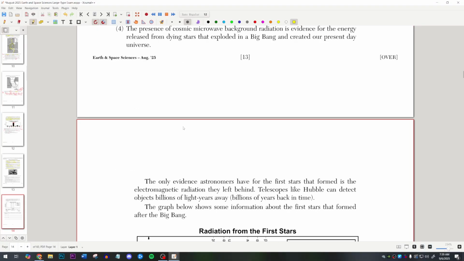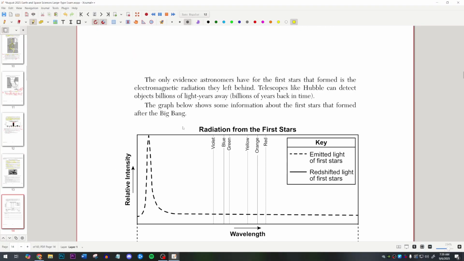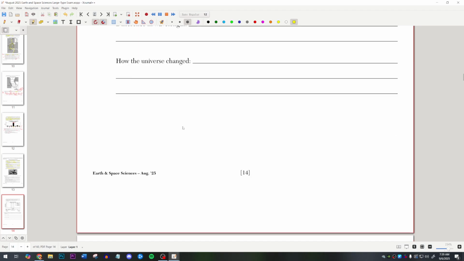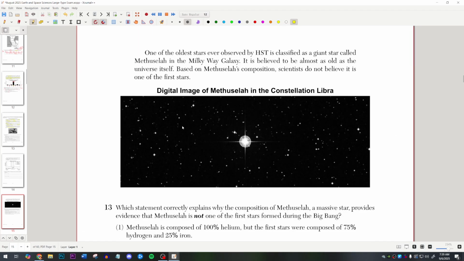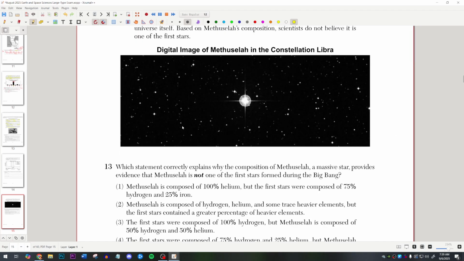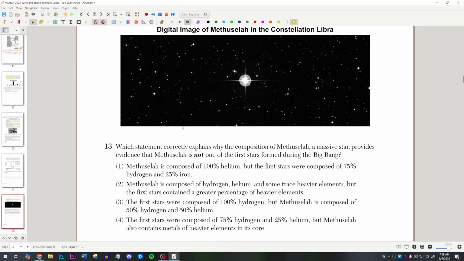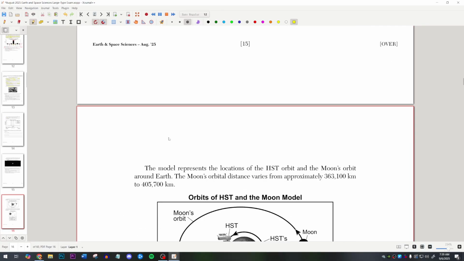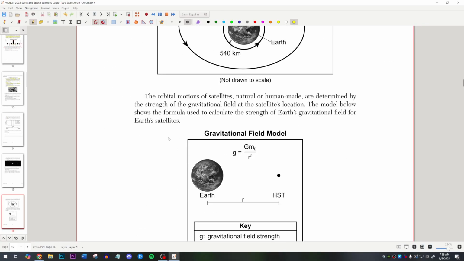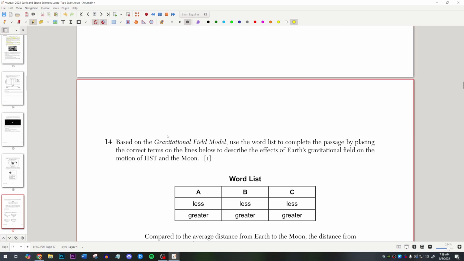Okay, so let's see how many questions there are for this. Just one, and then one about wavelength. And then we have one about, looks like a constellation. So we've got 4 questions on this one. This one's about gravity.